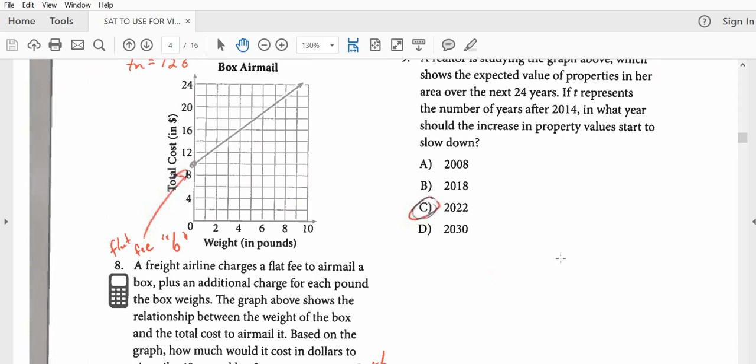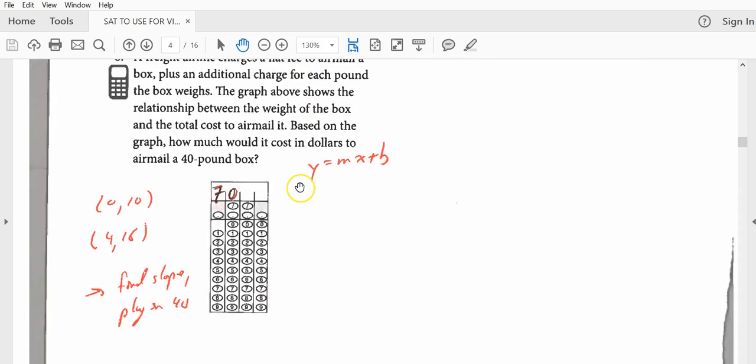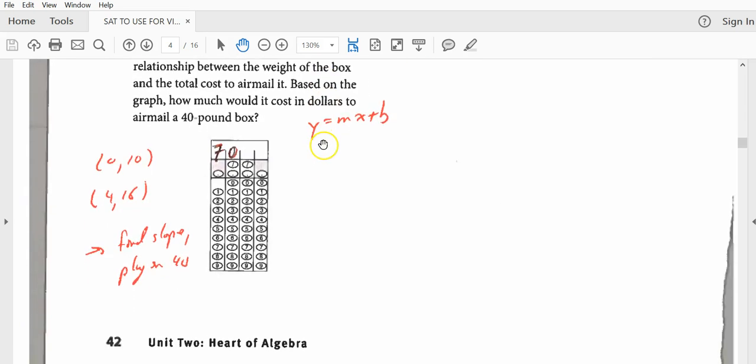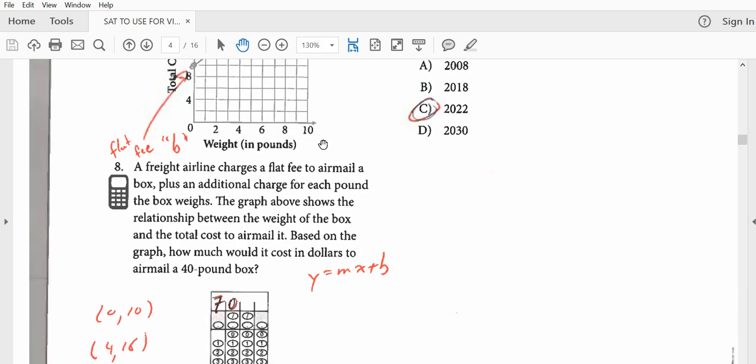So first thing we're looking at here, you can see that flat fee, or that initial cost, when we have a 0 weight. So that'd be about $10, right? So right there. Then we could get our slope. If I picked some good whole numbers, so 0, 10, then at 4, 16, we'd see another nice intersection there, right? So it crosses the nice grid lines. Don't use anything that's in between. So there we'd find slope, and then plug in 40 for our x to get our y.